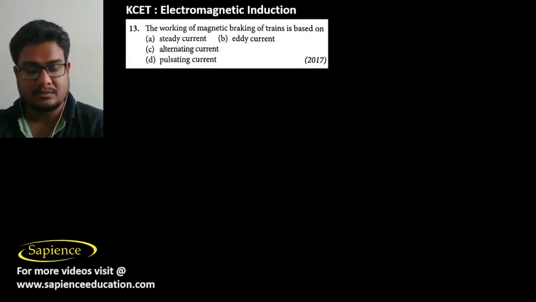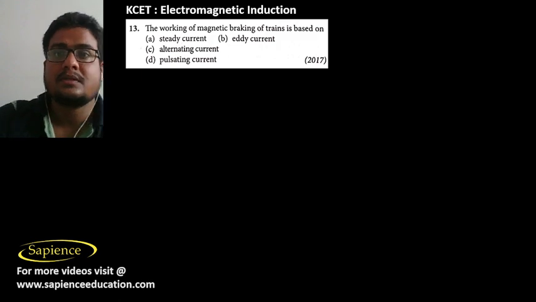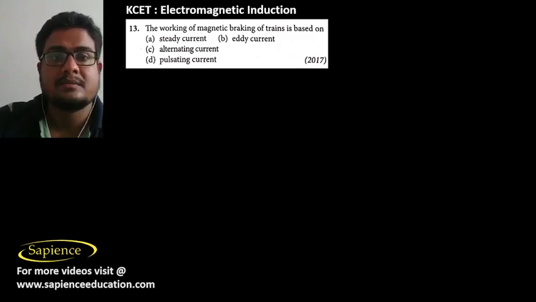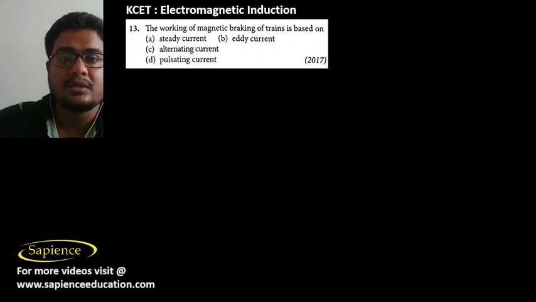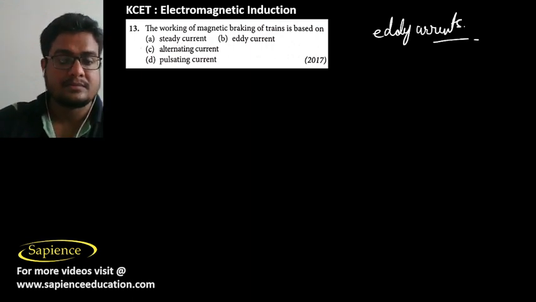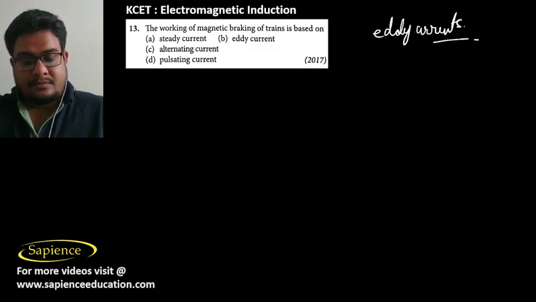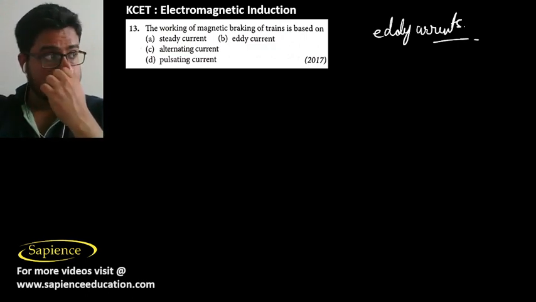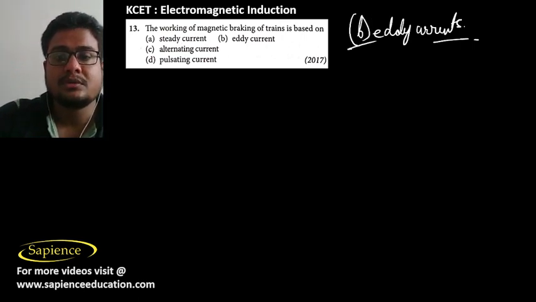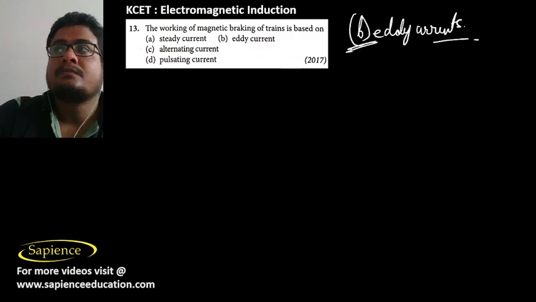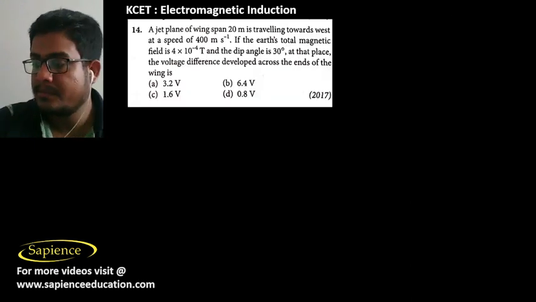Question number 13. The working of magnetic braking of trains is based on eddy current, alternating current, or pulsating current? The working of magnetic braking of trains is based on the eddy currents. So it means that option B is the correct answer.